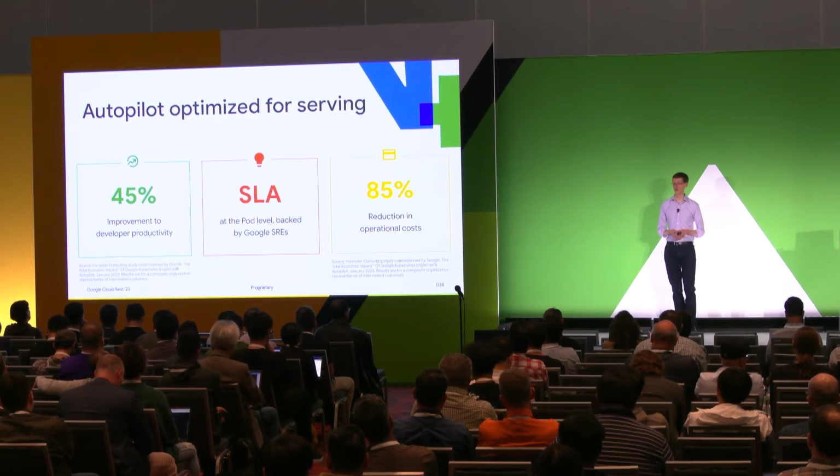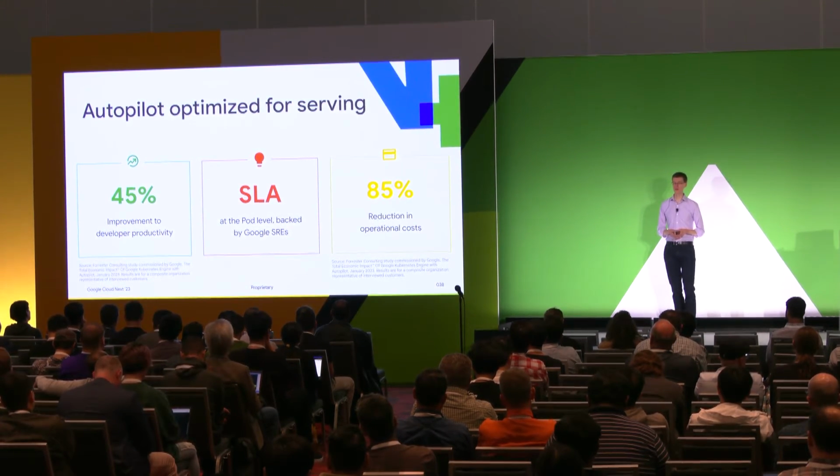Autopilot is perfect for ML serving workloads, allowing you to build and deploy faster without the need for deep Kubernetes expertise. The resources requested by your Kubernetes pods are backed by Google SREs, reducing the burden of day 2 operations. We found customers love Autopilot for ML serving workloads.